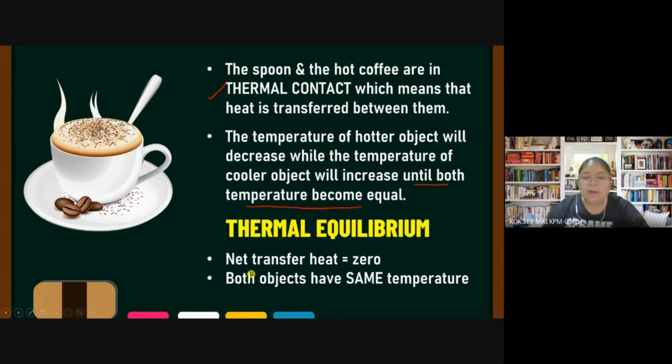So net heat flow is zero, and both objects have the same temperature. These two things are the points for thermal equilibrium. So when the question asks what is the meaning of thermal equilibrium, you need to write these two points.